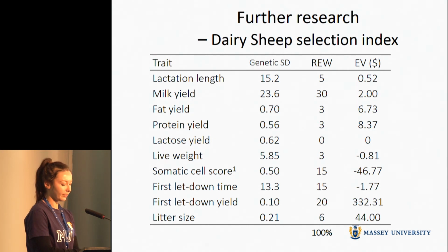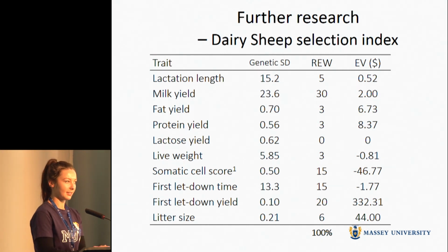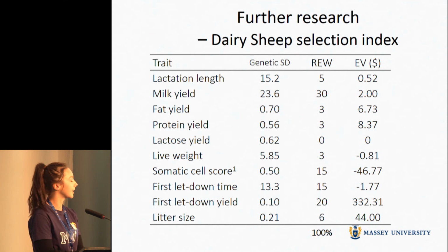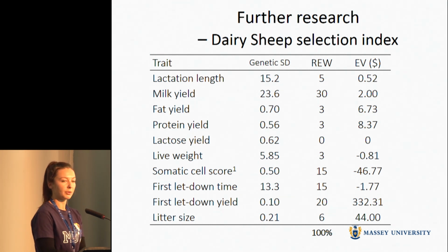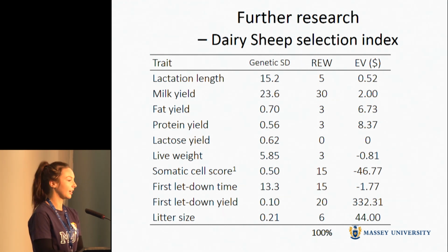And then further, for this study, the economic values were derived based on relative economic weights which the farmers decided on for what they wanted to select for, and also used in conjunction with the genetic standard deviation of each trait. However, further research should include the calculation of the economic values with an economic analysis, so that will produce the proper economic values for each of these traits. And this is my presentation.